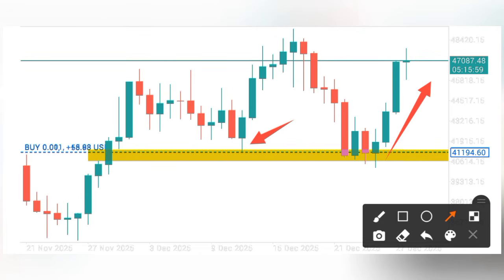Can you see that? This is the daily time frame. Let's head over to the 1 hour time frame to see exactly what happened right here when price tapped into that zone.